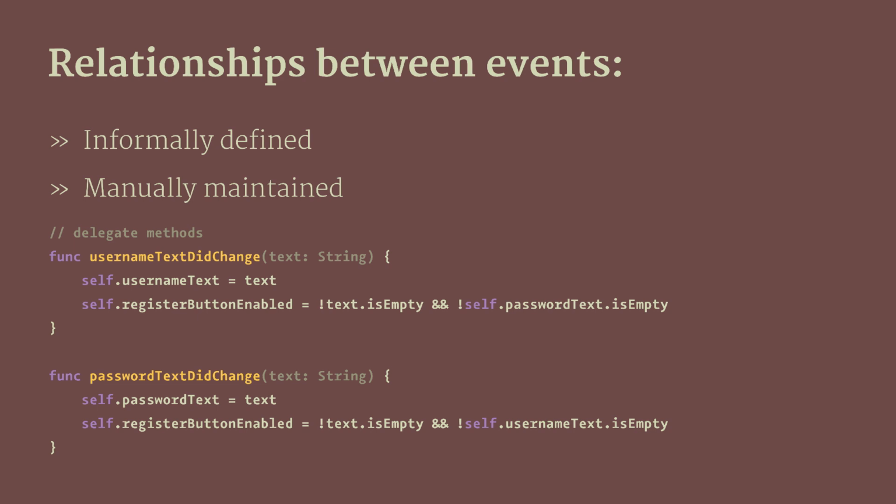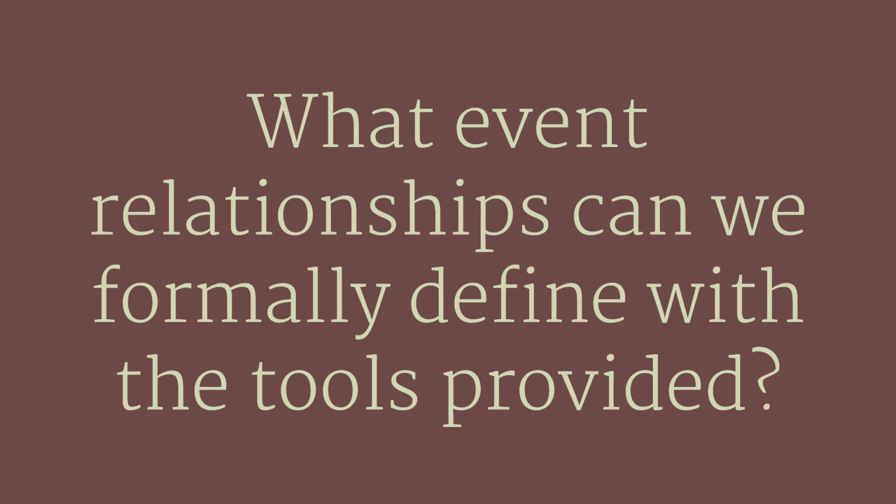So there is a relationship between these events. They rely on data from each other, but there's no way to codify that and to get help from the compiler if you need to change any of those relationships or introduce new relationships or remove relationships. You just have to remember this all yourself. So what relationships can we formally define with the tools provided? If that's an informal one, what's a formal one?